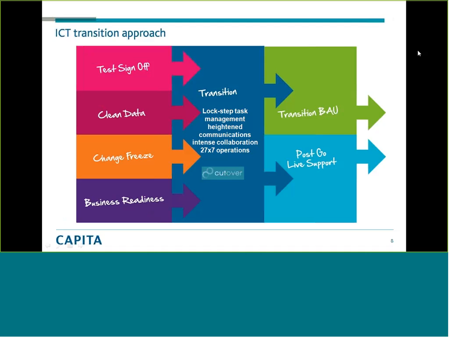To perform the ICT transition, we need all testing completed, clean data signed off by the business teams, a change freeze in place, and the business to be ready. Completing those prerequisite activities means we lock the project and then conduct the transition stage. Then during transition, we define and agree a plan. We rehearse that plan a number of times, making improvements where necessary, and we then perform the transition. And then post-transition, the service will go into live support and transition moves into BAU, where it is monitored.